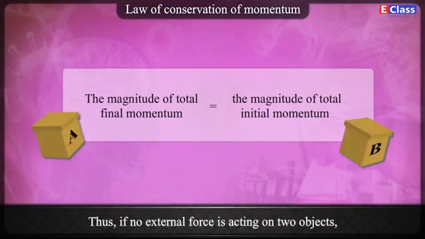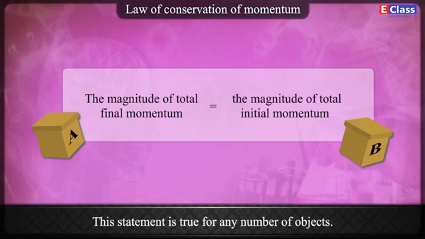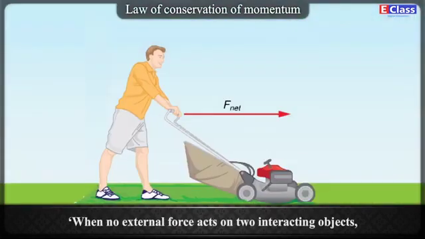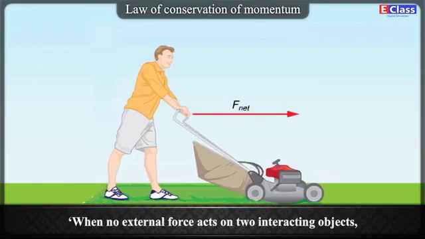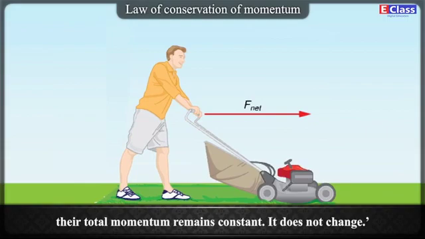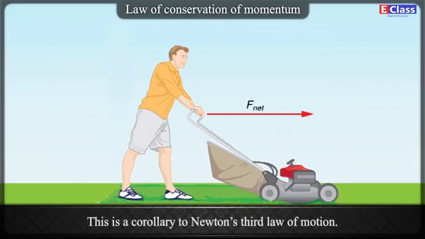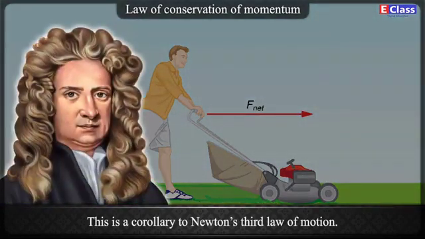Thus, if no external force is acting on two objects, then their total initial momentum is equal to their total final momentum. This statement is true for any number of objects. When no external force acts on two interacting objects, their total momentum remains constant. It does not change. This is a corollary to Newton's third law of motion.